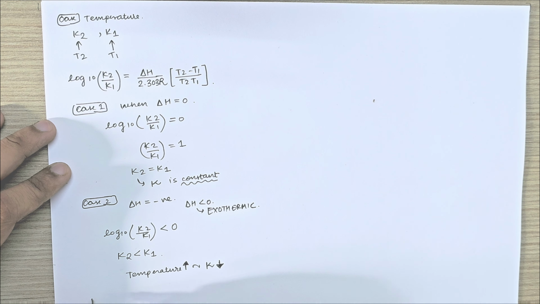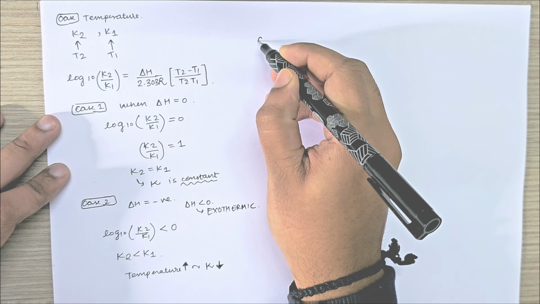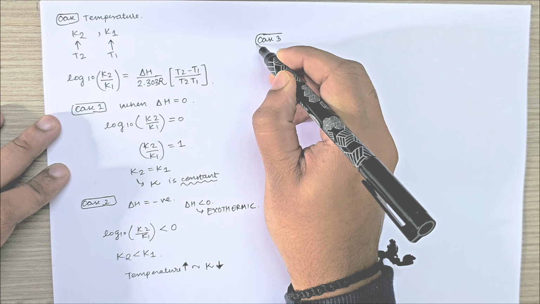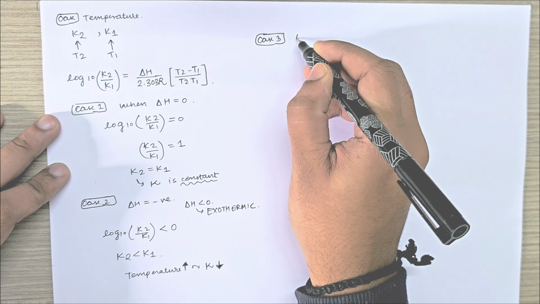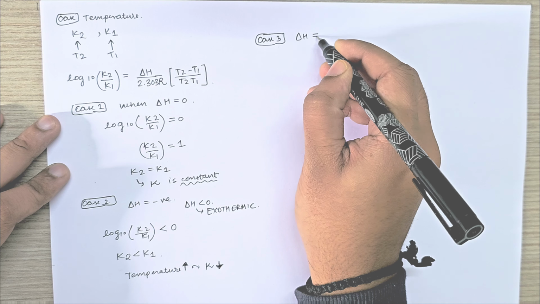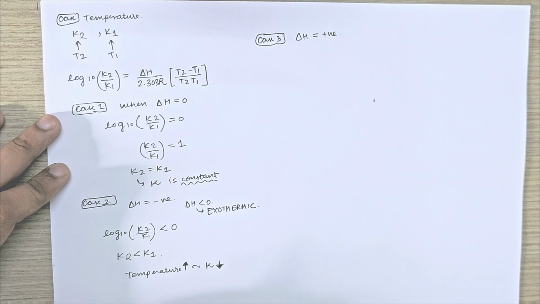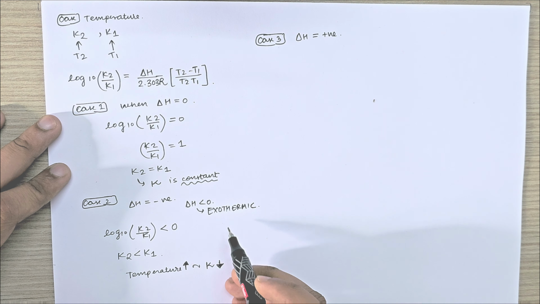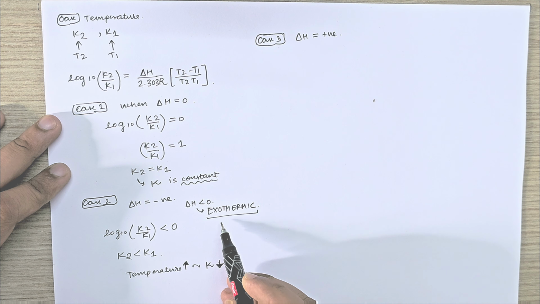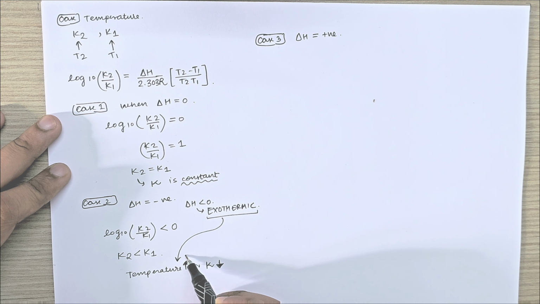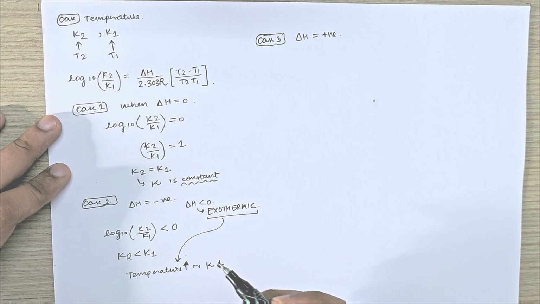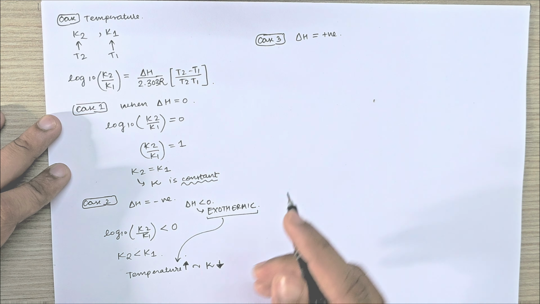Next is case 3. So here I'm writing case 3. In case 3, I'm taking that delta H is positive, right? In the previous case we have seen the exothermic reaction, where the temperature is higher, and we derived that K2 is less than K1. That means the equilibrium constant decreases due to an increase in temperature.